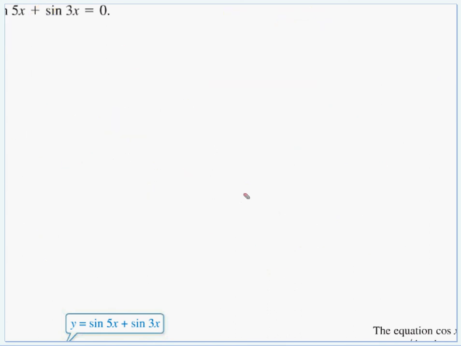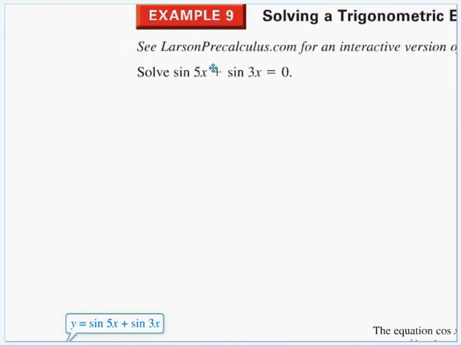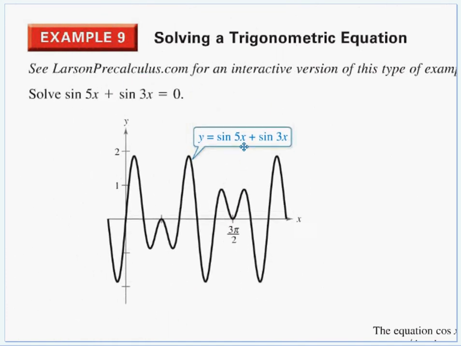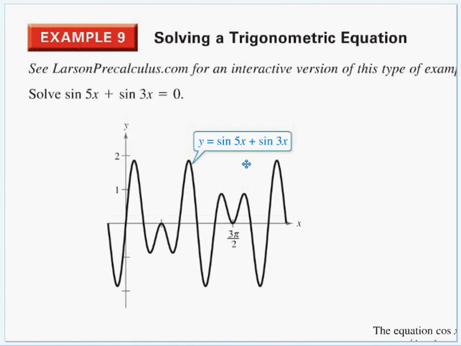Now, they do show a graphical representation of this. If you put that in a graphing calculator, it's going to look like this. So where we touch and cross the x-axis are all our solutions: 0, 1/4, 1/2, 3/4, 1, 5/4, 3/2, 7/4, and then we go back to 2 pi.